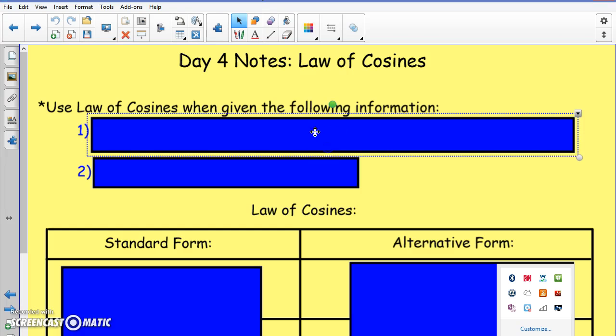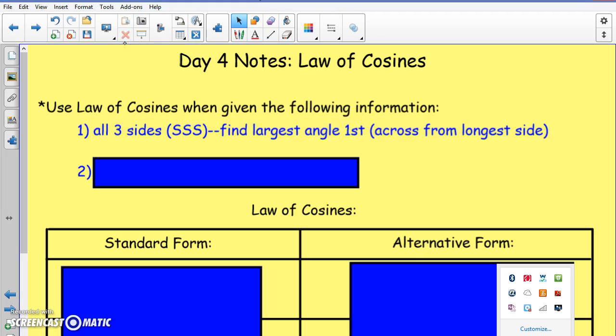The two scenarios of when we would use our law of cosines is if we're given all three sides, which is referred to as SSS for side, side, side. If you're given all three sides, you don't have to, but it's usually suggested that you find the largest angle first, which should always be across from the longest side.